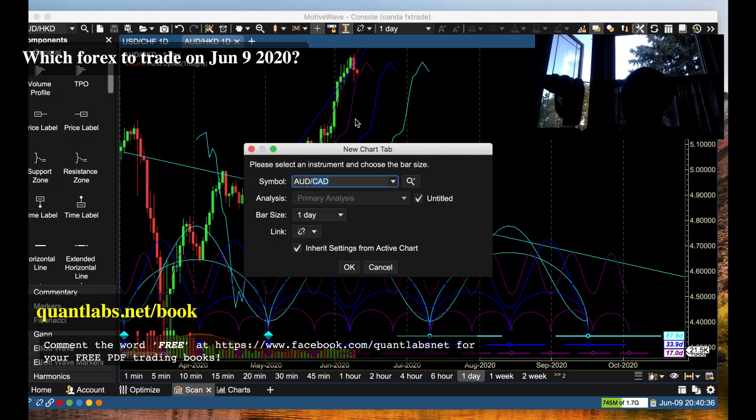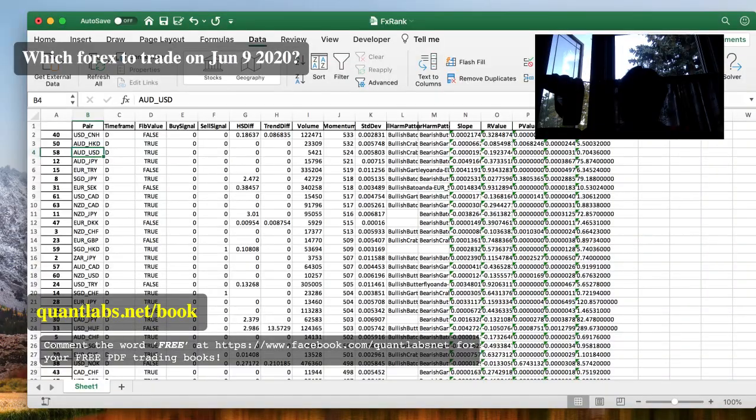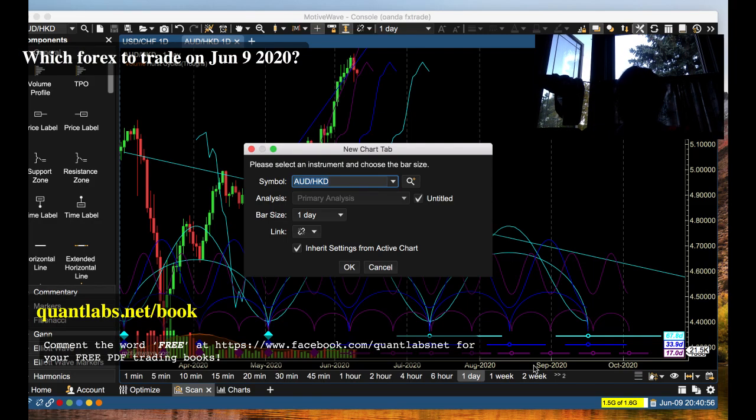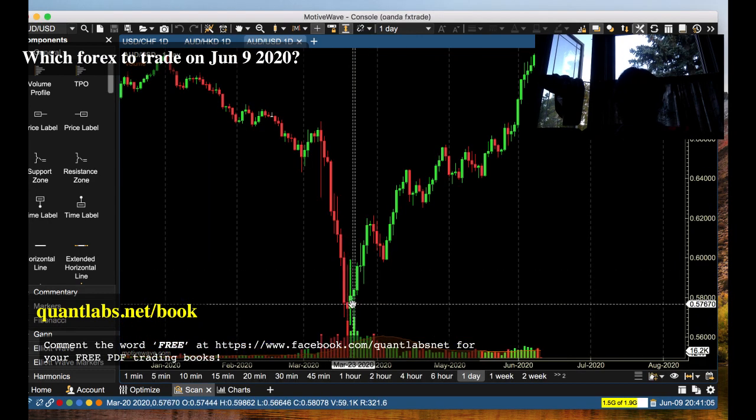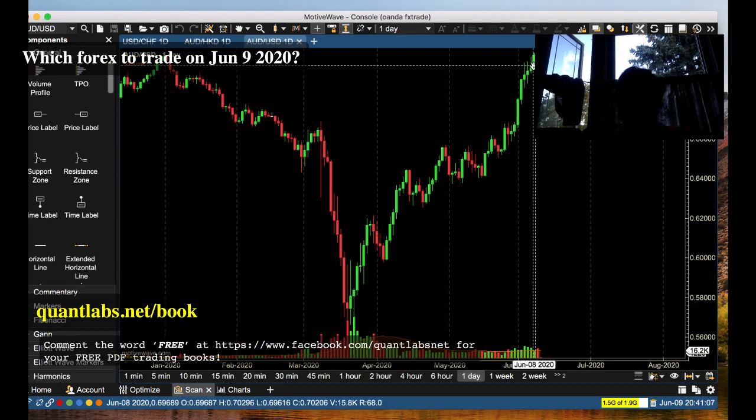Australia, there's something going on in Australia. Let me just make sure I got the right pair here. So Australia USD. Something's definitely going on with the Australian dollar, and with the Japanese yen as well. Again, we have a great trade here.